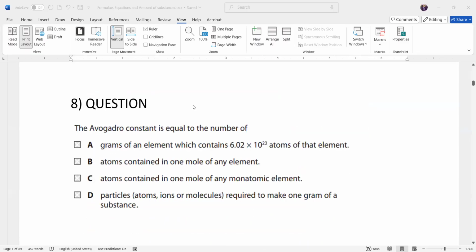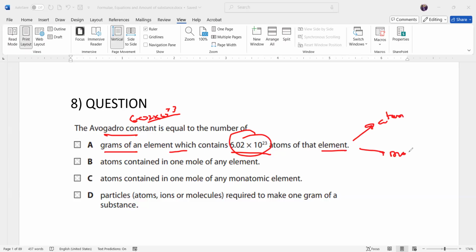Question 8. So Avogadro's constant is 6.02 times 10 to the power 23, the number of atoms contained in 1 mole of any element. Look, element can be like Avogadro's constant, grams of an element which contains 6.02 exponent 23 atoms. Element can be an atom, or an element can exist as a molecule.